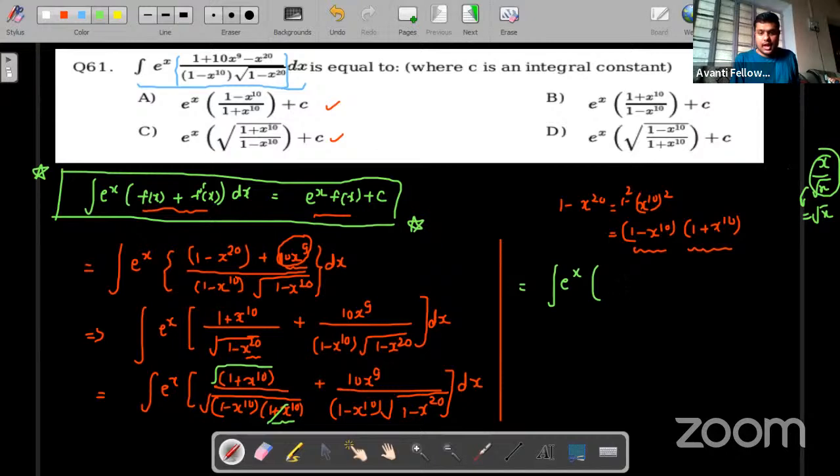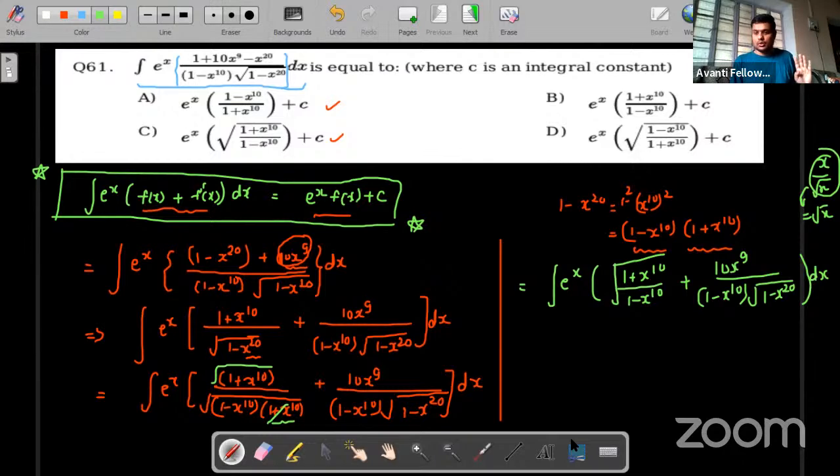So what I am doing, I am writing in the numerator 1 plus x to the power 10, and in the denominator 1 minus x to the power 10 and whole under root, because under root of a upon under root of b is under root of a upon b, plus rest of the thing is same. So 10x to the power 9 upon 1 minus x to the power 10 under root 1 minus x to the power 20. Clear? Cool, no problem.